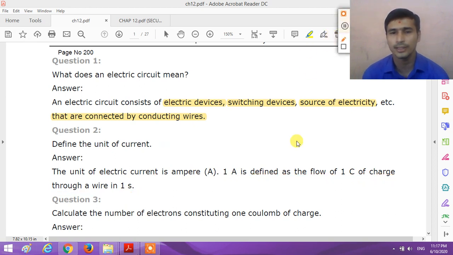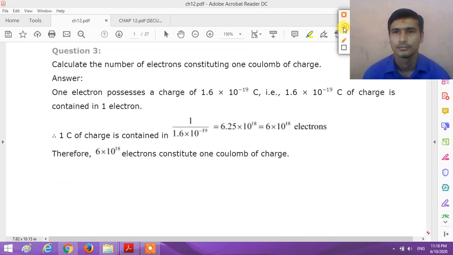So when 1 coulomb of electric charge passes through any conducting wire in 1 second, we can say that the electric current passing through the conductor is 1 ampere. Now question number 3. Calculate the number of electrons constituting 1 coulomb of charge. What will be the number of electrons in 1 coulomb of charge?